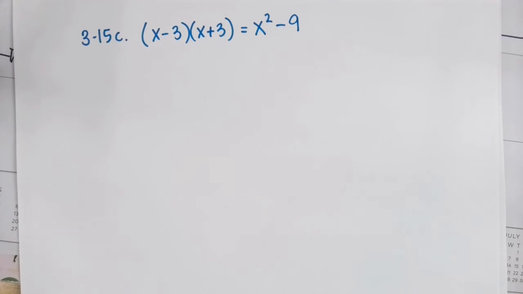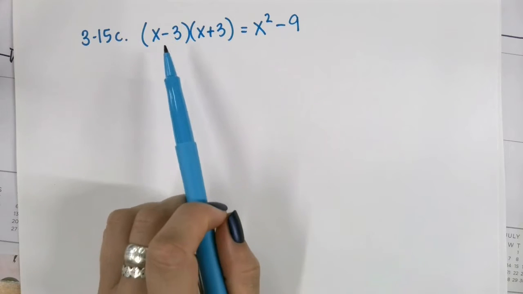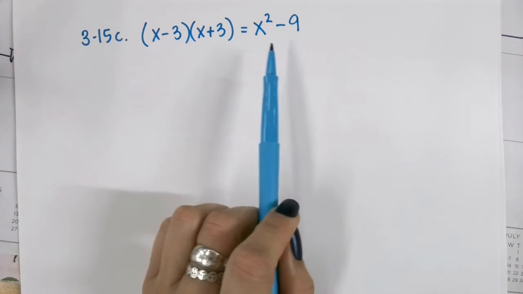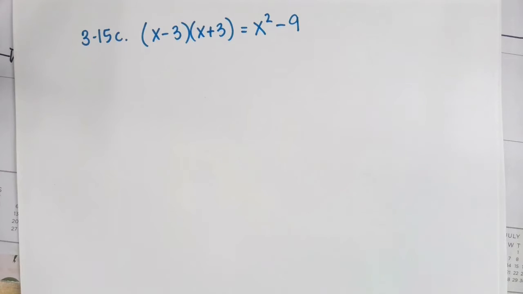Back in problem 3-15C, one of the examples was x minus 3 times x plus 3, and when you multiply these out, you would get x squared minus 9. You didn't have to do this one, but I want to show you this example.